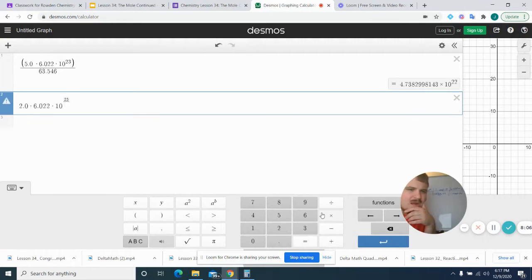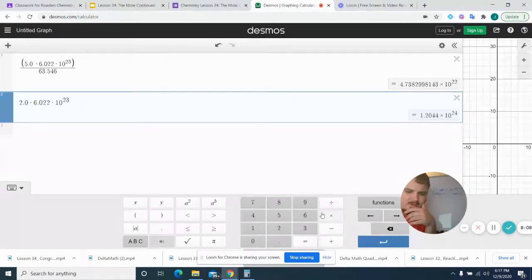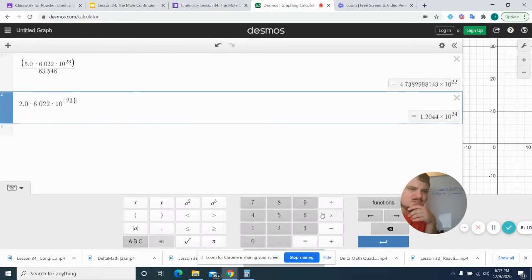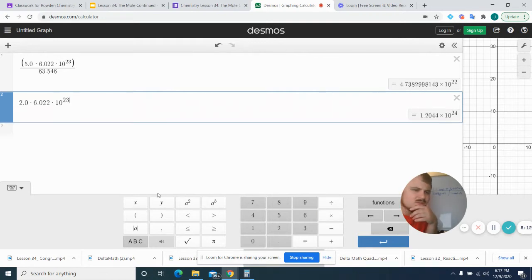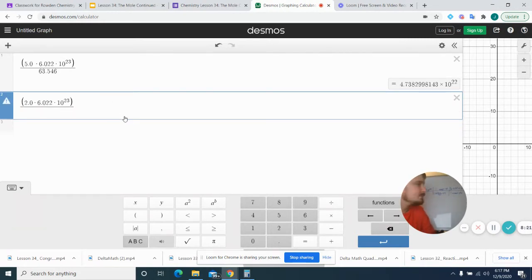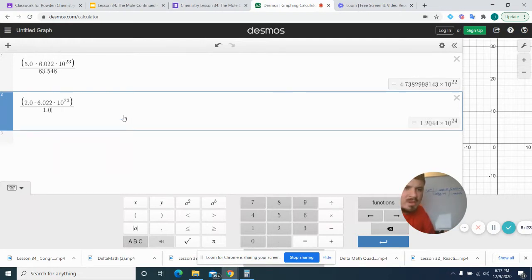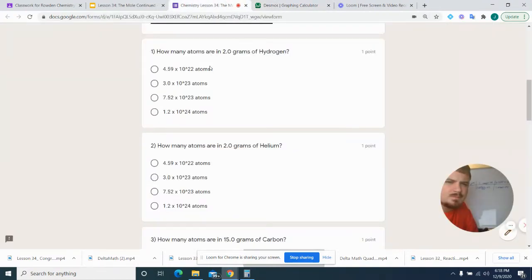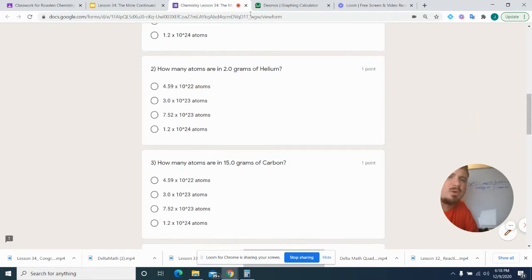See, look, if I do divided by, it thinks I'm doing it just on the 23. That's why it's really helpful to do parentheses for everything that's supposed to be on top. And then divided by, and on bottom is going to be 1.008. And we get 1.19 times 10 to the 24th. So this rounded is 1.2. So there we go.